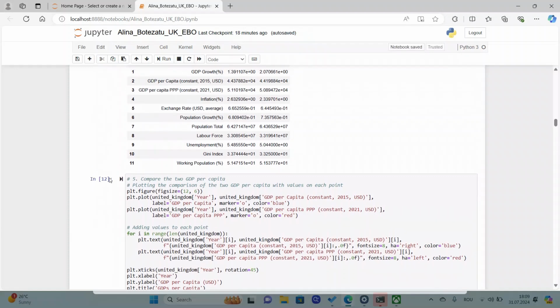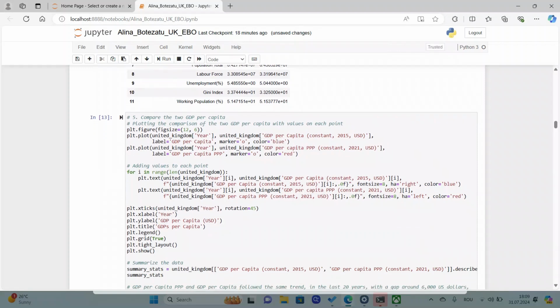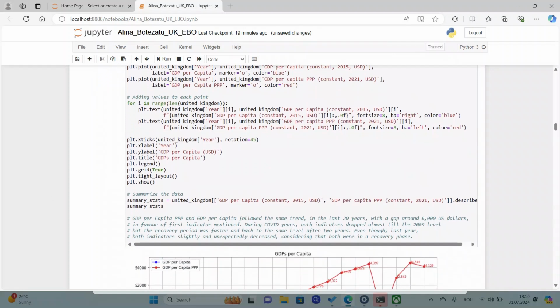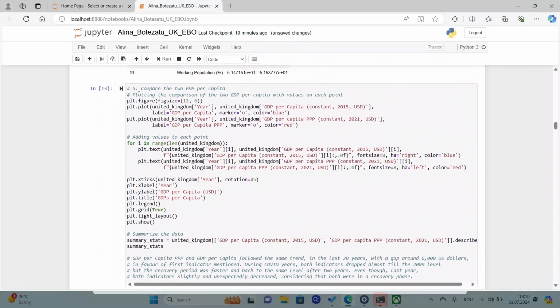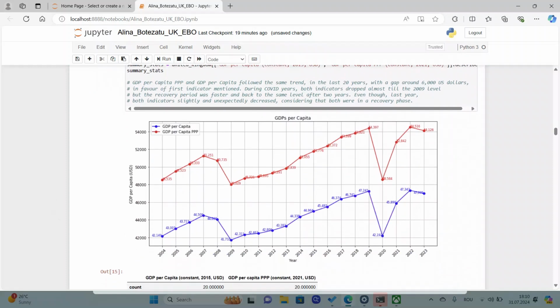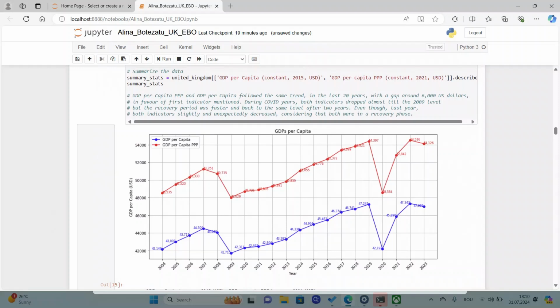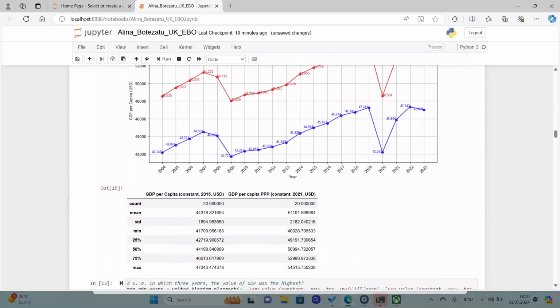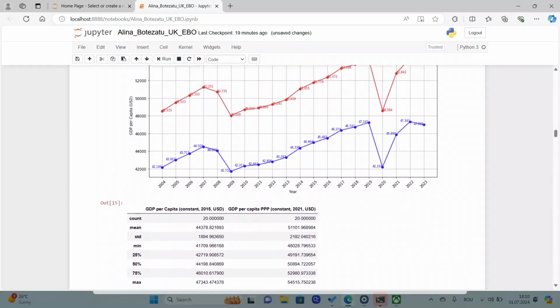Then I compared the two GDP per capita indicators. I plotted the comparison of the two GDP per capita with values on each point. Here is the code, and of course I made a summary of the data. When I run the code, it looks like that. This is how the code looks, and here is a summary of the data as well.